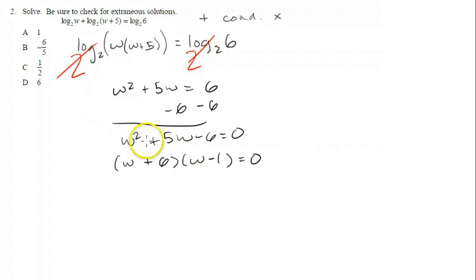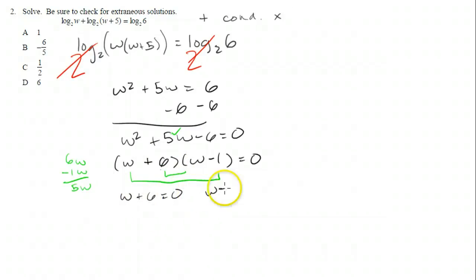And then it's always good to check. So if I double check this, I know the inside plus the outside should be equal to the middle here, which is 5. So just doing that as a quick check, I see that 6w minus 1w is equal to 5w. So check, that's correct. So now we can just solve this by our zero product property, which says that w plus 6 is equal to 0, or w minus 1 equals 0. And if we solve these, we get w equals negative 6, w equals 1.